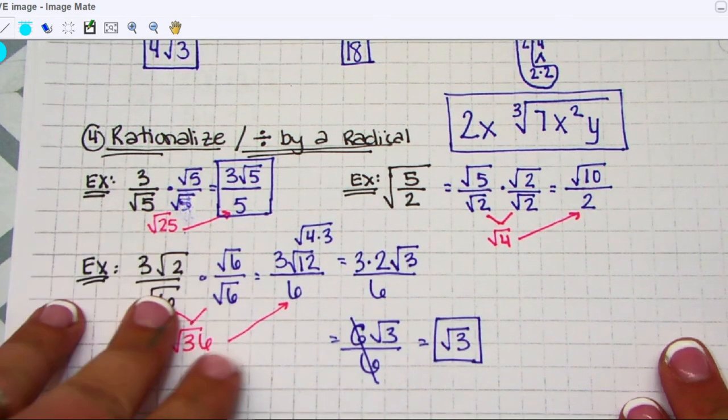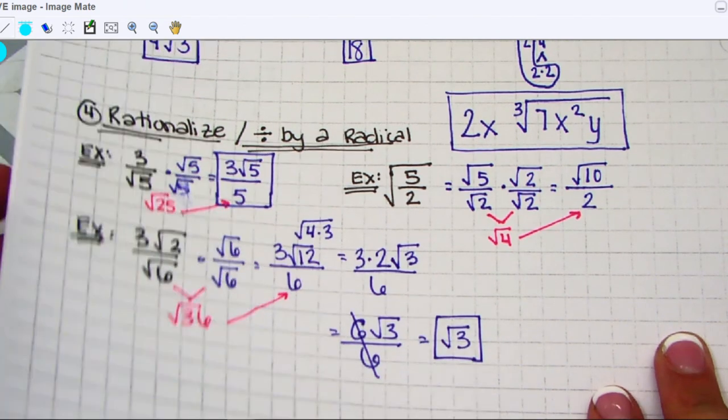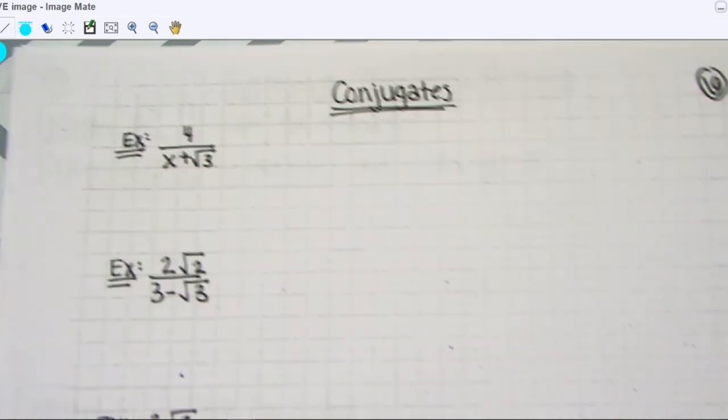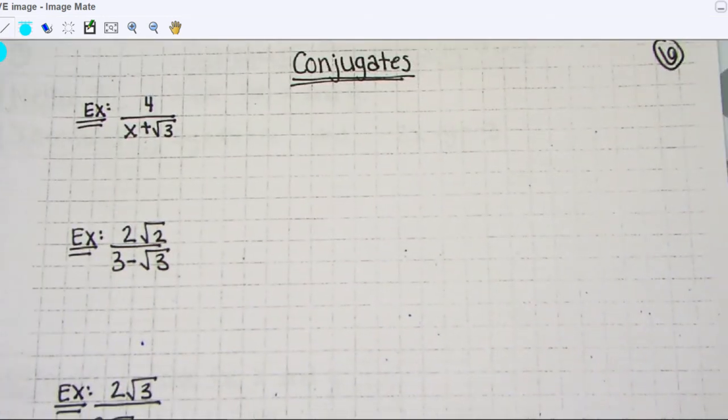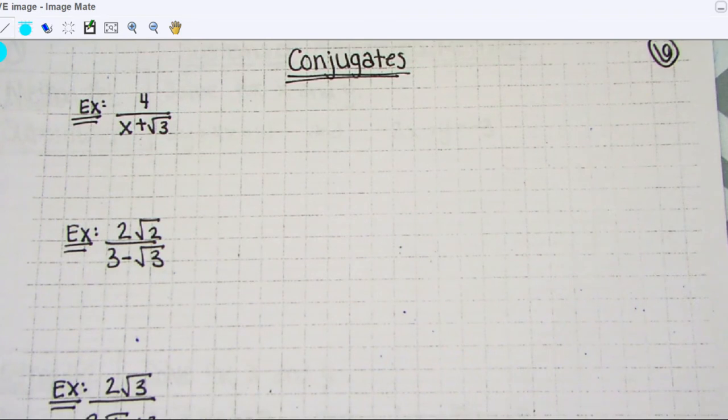So conjugates are a little trickier. So I'm going to turn this page over. Page 6. Conjugates, they are different from rationalizing because conjugates have pluses and minuses in the bottom. So you can't just multiply by the square root. That's not a thing anymore. If you just have a square root in the bottom, you can rationalize. If not, you have to do what's called multiplying by a conjugate.